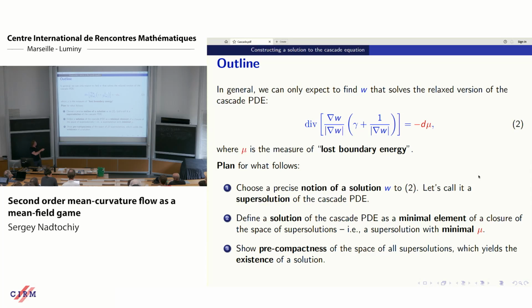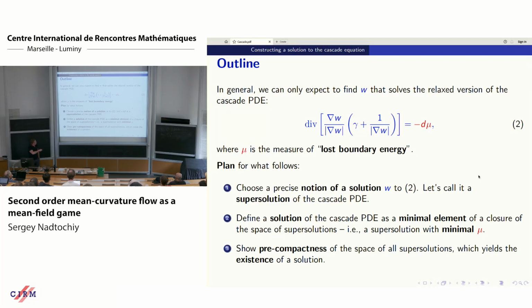So I'm going to call solutions to this equation supersolutions. They're not really viscosity supersolutions, we don't have a comparison principle, but I'll just call them supersolutions for simplicity. And the idea will be to first choose a notion, because even with this relaxation, I still don't know how to define a solution yet, right? But I will choose a definition.